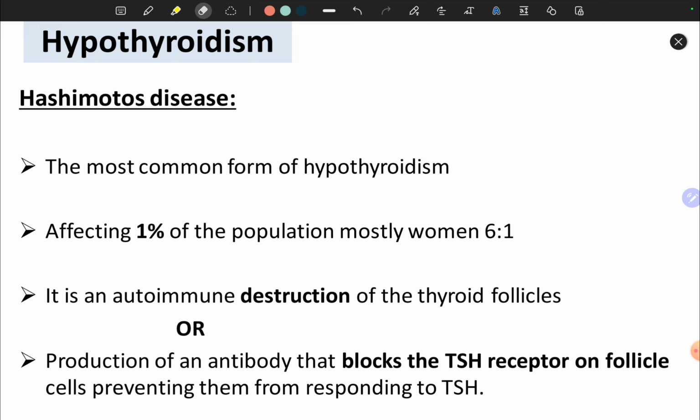Because of autoimmune destruction, the antibody binds to the TSH receptor and does not activate the process. So there will be what? Occupying of the receptors and no hormone production by the cells. So we need to do what? To increase the TSH level, to stimulate thyroid glands to secrete more hormone. In this case, there will be elevated TSH and low or normal T4 and T3.